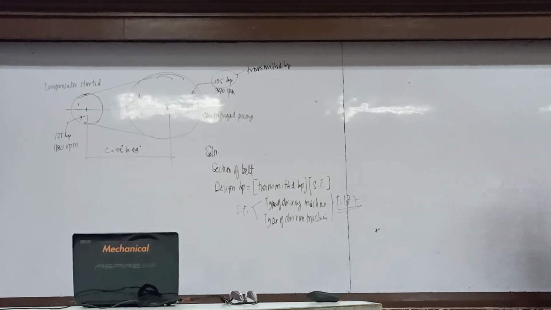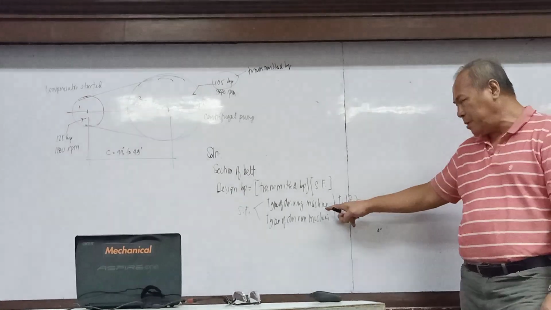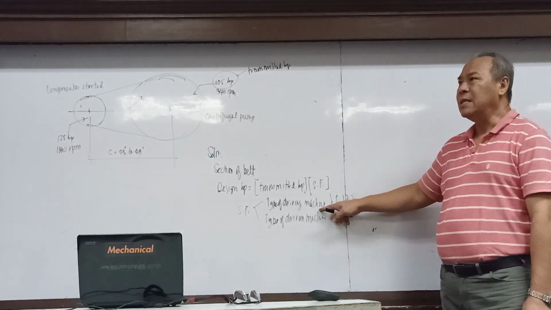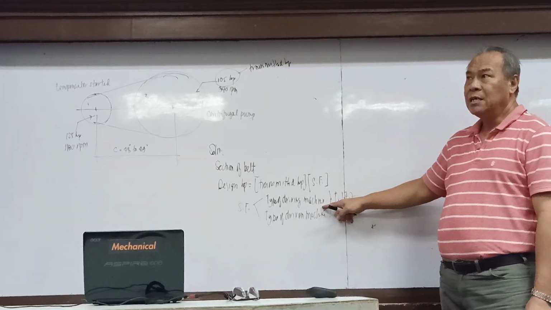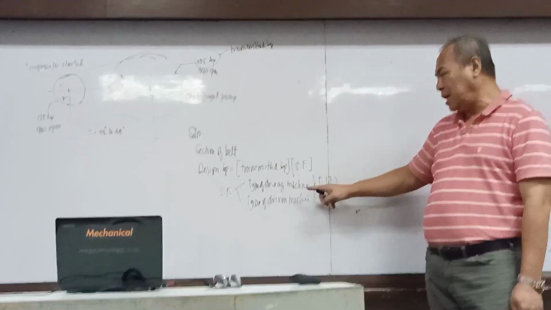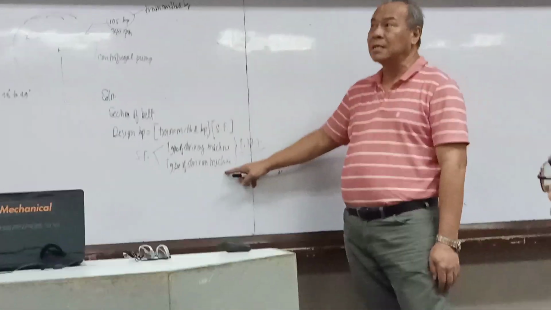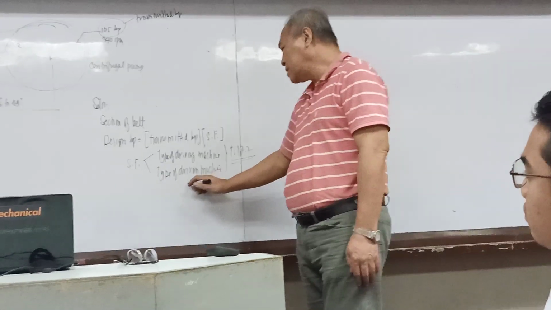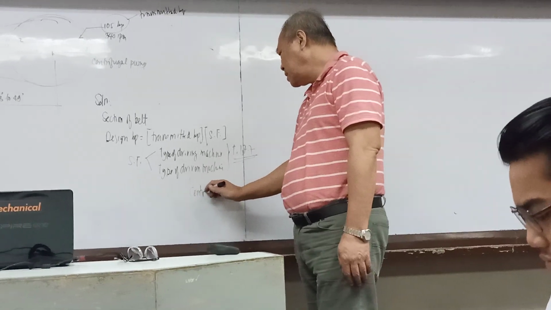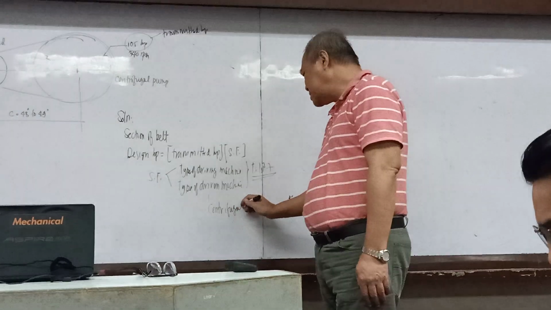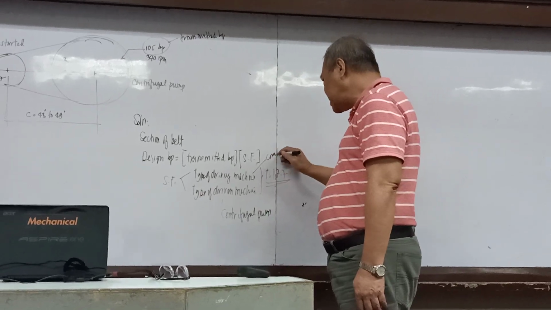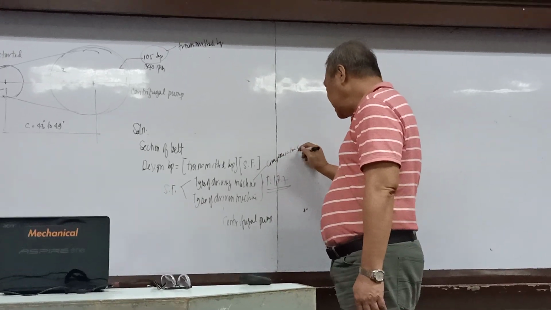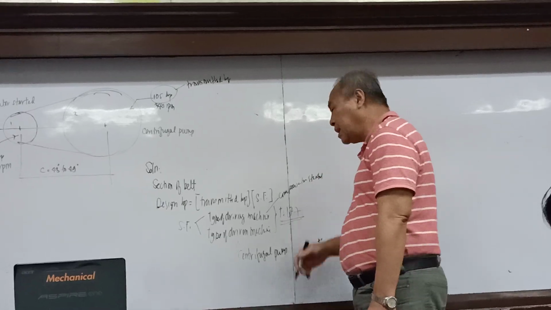Ano gagawin natin? So, doon sa table na yun, hanapin yung type ng driving machine. Ang driving machine natin is what? A compensator started motor. Okay? Then, ano yung pinapatakbo niya? Pinapatakbo niya rito ay yung centrifugal pump natin. So, eto, centrifugal pump. Okay? Ang pinapatakbo niya is centrifugal pump, and the type of driving machine is a compensator started. Okay? So, hanapin lang natin yan.